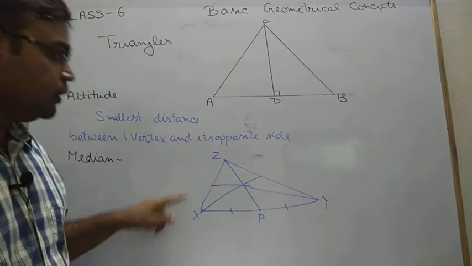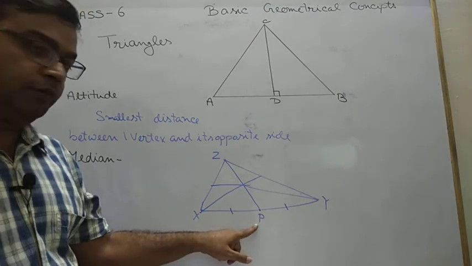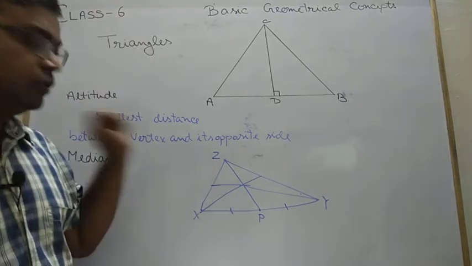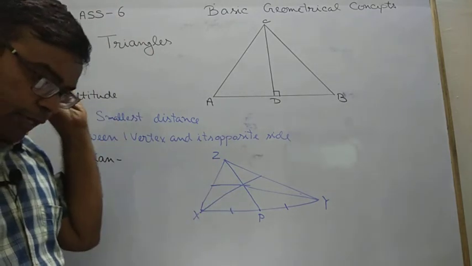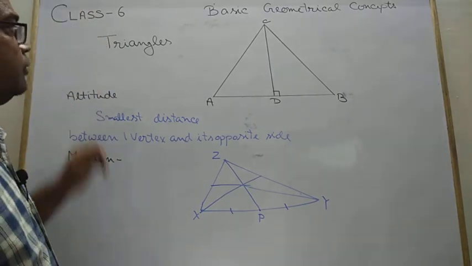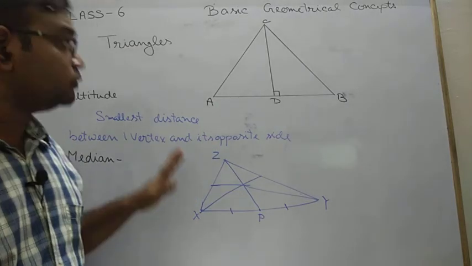If we join the midpoint of a side of a triangle with the opposite vertex, that line is known as a median. In a triangle we have 3 medians, and also in a triangle we have 3 heights. So this is all about triangles.